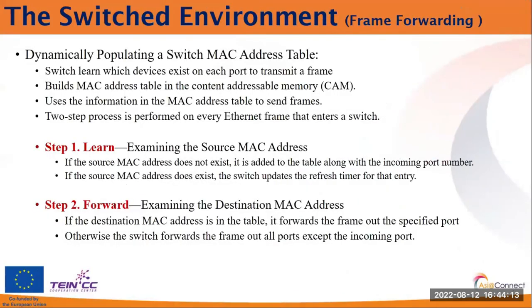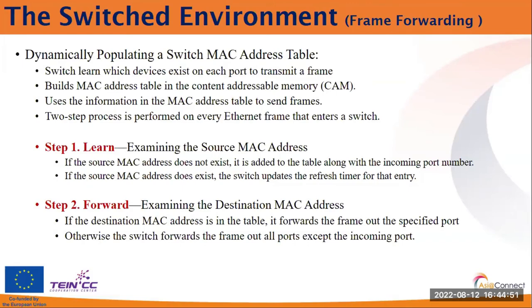Okay. And if the destination MAC address is not in the table, the switch forwards the frame out all ports except the incoming port. That means if you have 8 ports, or 24 ports, and it is not configured with VLAN, then it will broadcast the packet to all of the ports. If the destination MAC address is a broadcast or a multicast, the frame is also forwarded out all ports except the incoming port. Clear?